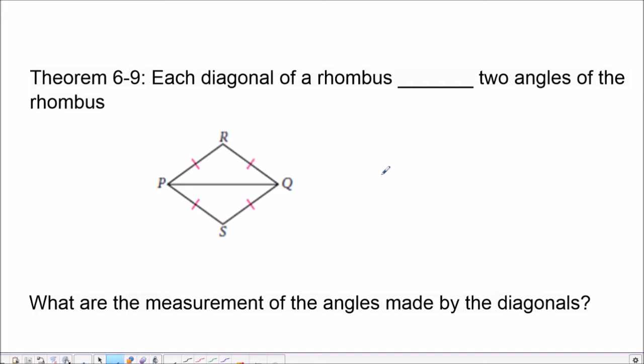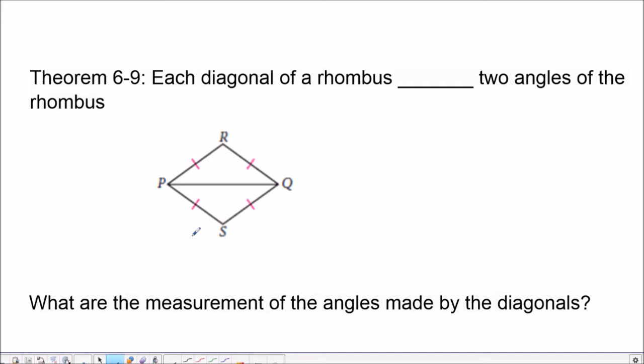We've spent some time in the previous lesson talking about parallelograms. Both rhombuses and rectangles are parallelograms, but they're special cases. The rhombus being where all four sides are congruent, we can see an example here, and the rectangle being where we have four right angles. So let's get into it.